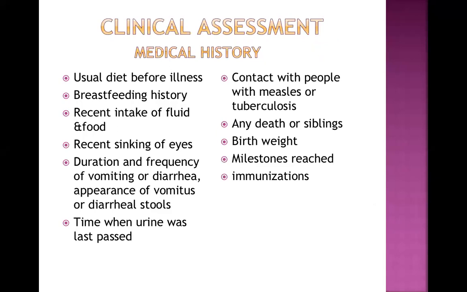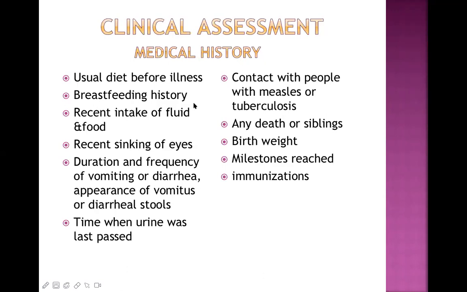So this is called clinical assessment. It is done by history taking and physical examination. We should take a good history, like what was the usual diet the child was taking before illness? This is a case of malnutrition, so this question is very, very important. If the child was taking a good diet before illness, there is a very decreased chance of development of malnutrition.